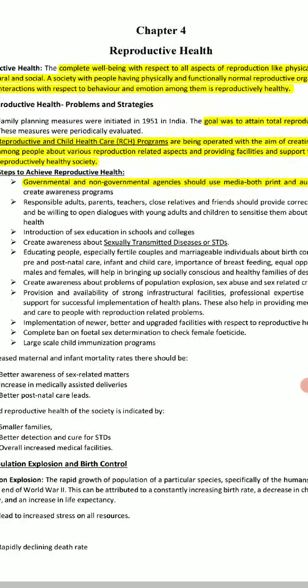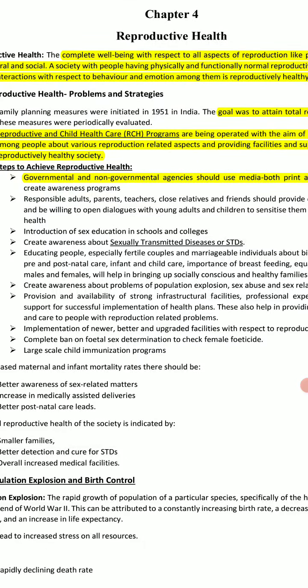The next thing is the introduction of sex education in schools and colleges. This is a very important point of reproductive health, that first you have to introduce the sex education subject in schools and colleges. Why? Because students have to know about their reproductive health. First, students have to be aware about their reproductive health.